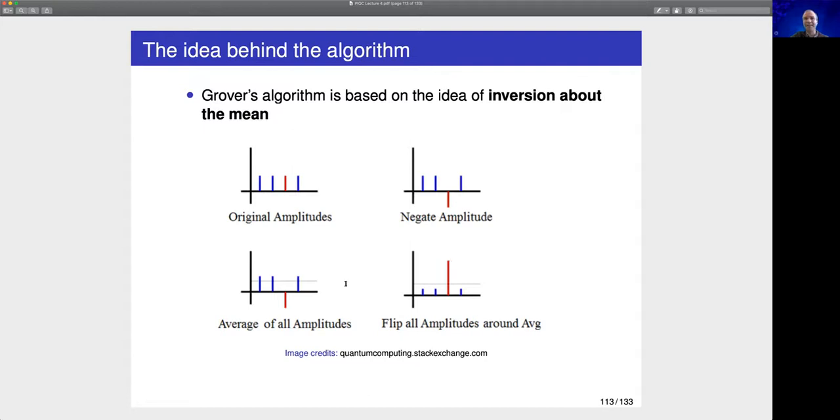This is clearly exaggerated in this case, because in the general situation we are going to have 2 to the n elements, and we are only reducing the average a little bit when we flip one of the amplitudes. But in the end, after several iterations, this is going to add up. We repeat this several times, and the elements which are not the ones that we want are going to gradually reduce their amplitudes, and the one that we are searching for is going to have a very high amplitude. Okay, so this is the idea.